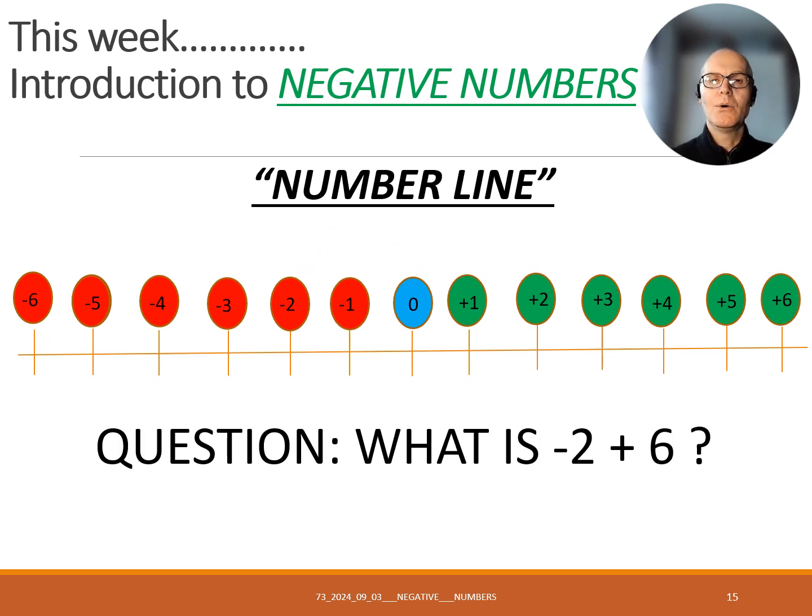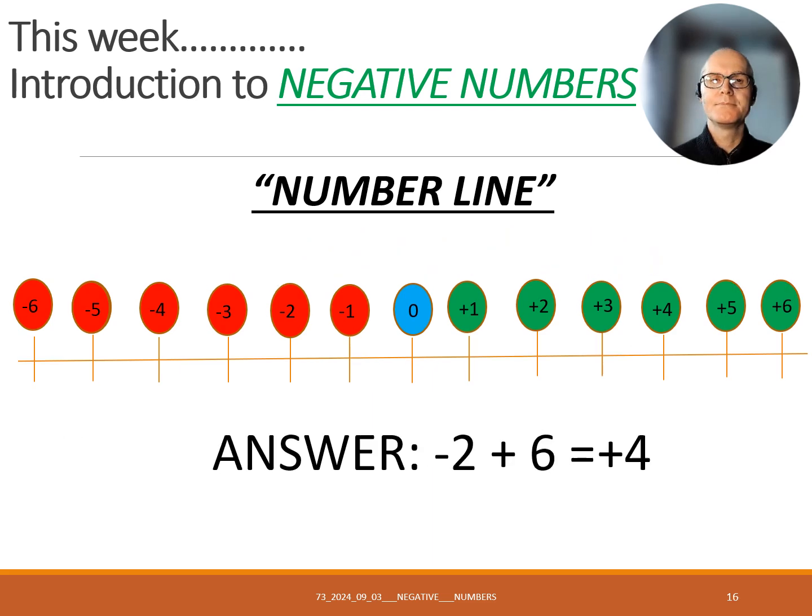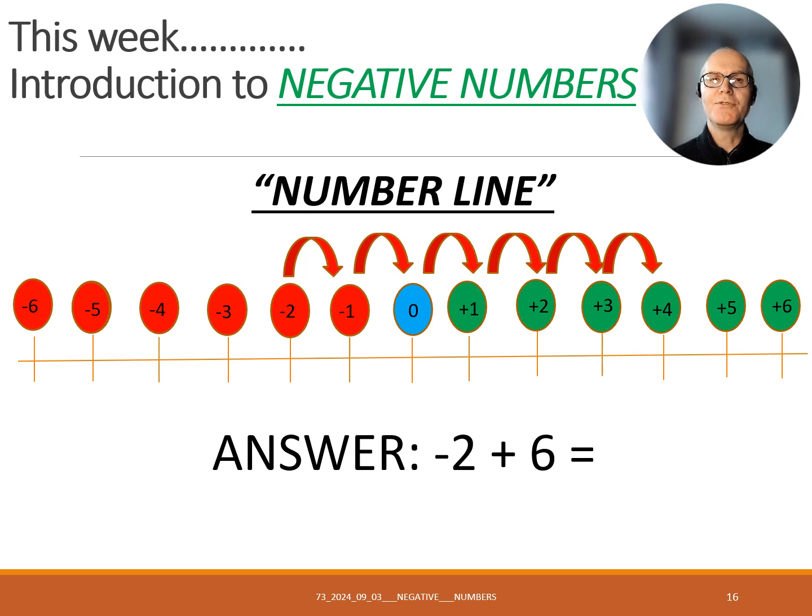Next question. What is negative 2 plus 6? 1, 2, 3, 4, 5, 6. So we went from negative 2, we've added 6 on, takes us to positive 4, just 4. Negative 2 plus 6 equals positive 4, or just 4.